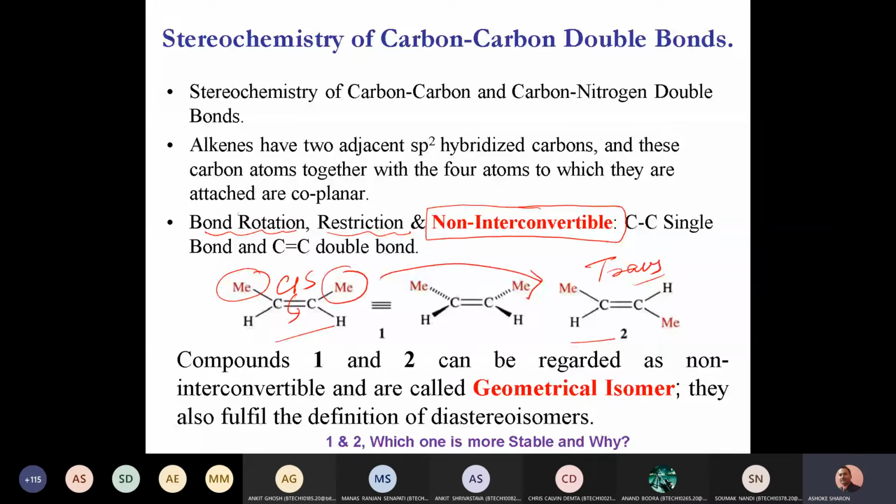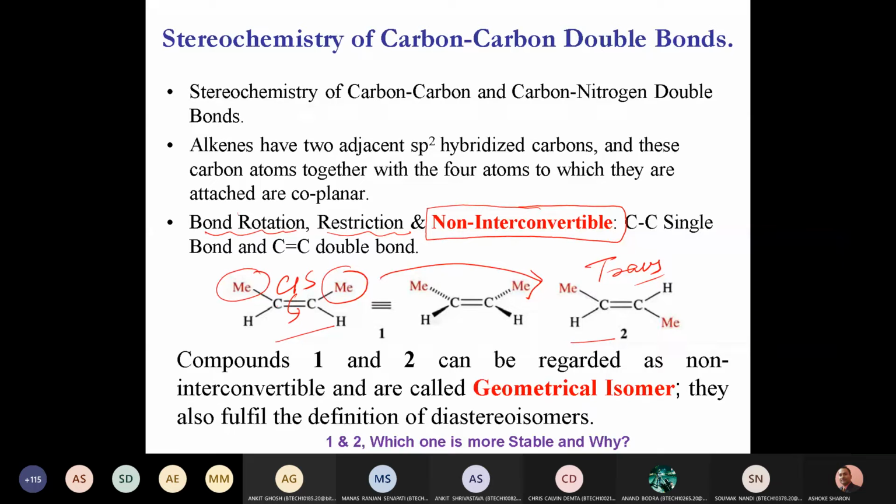So what we try to understand here is what is cis trans isomerism, why it happened, why we call it diastereomer also, and why we have used the keyword non-interconvertible. So we try to understand all those things. This is basically the geometrical isomer also we call. So all the synonyms we try to understand.